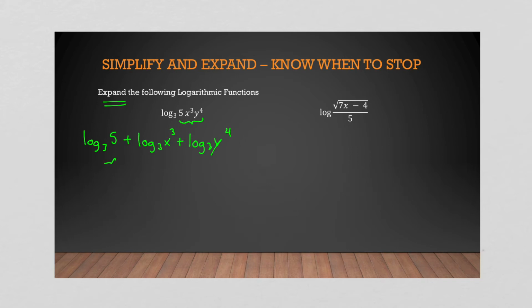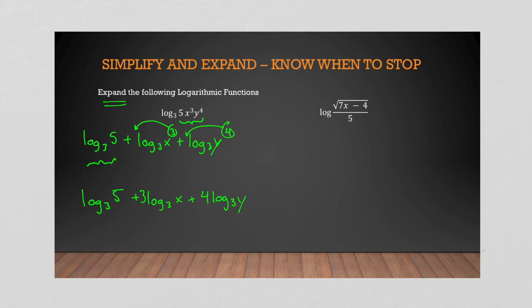And now I can't really do anything here. I could calculate that number, but I'm not going to because it doesn't ask us to. Now this exponent comes down to the front, and we get 3 log base 3 of x. And then this comes down to the front, and we get 4 log base 3 of y. And if you look here now, there's nothing further we can do.